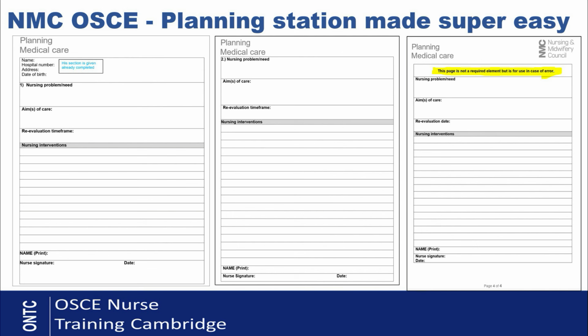If we quickly go through the template, on the inside you have 3 pages. Page 1 is for the first care plan, page 2 for the second care plan, and page 3 is just in case you end up writing a wrong care plan. Say your second care plan was wrong, you cross that out and then write your new care plan on the back page. Otherwise you do not need to use that page, as I have highlighted on the screen. So that's a quick revision of what planning is and what the template looks like.